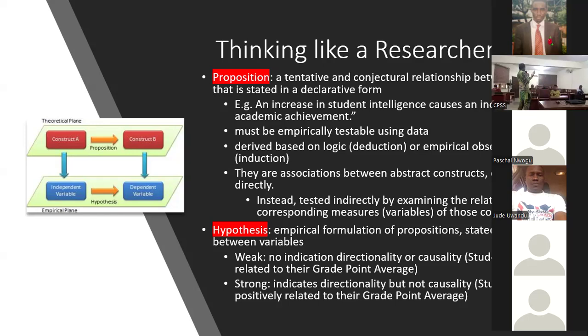In hypotheses, we have what we call strong hypothesis and weak hypothesis. A hypothesis will be weak if it shows no direction or causality. What do I mean by that? If I say there is an association with participation in cybercrime, I did not say the direction. I did not say whether as one increases, the other one decreases. I just said there is an association.